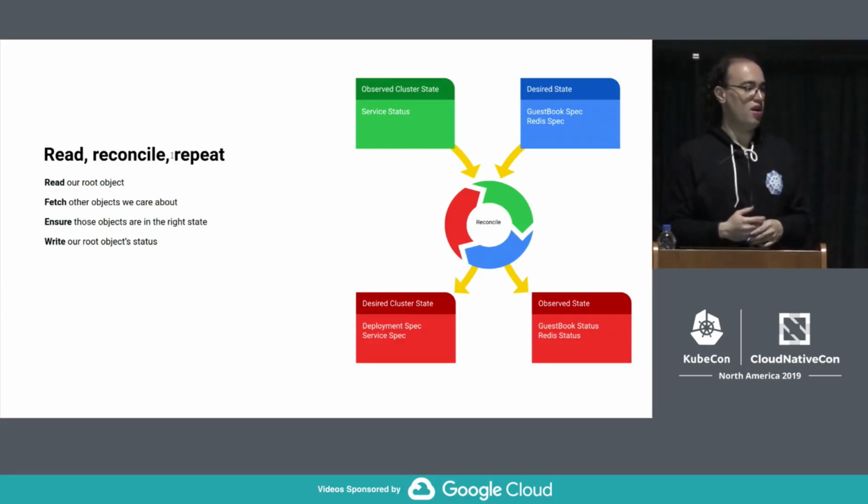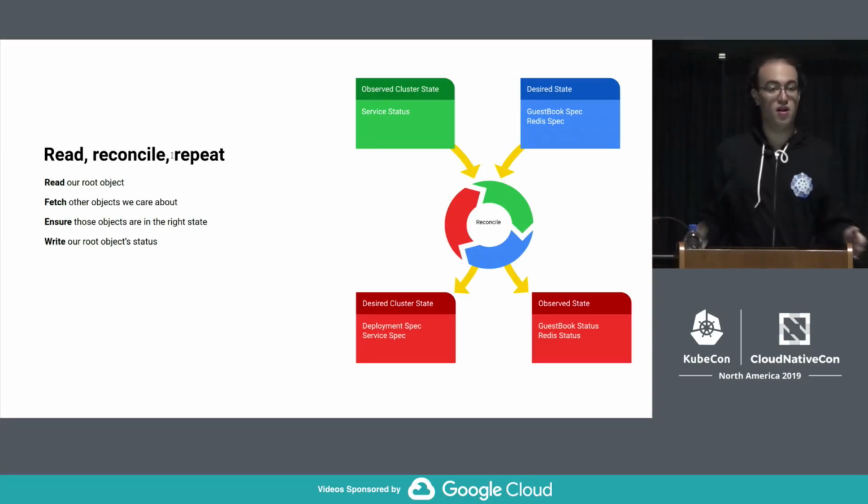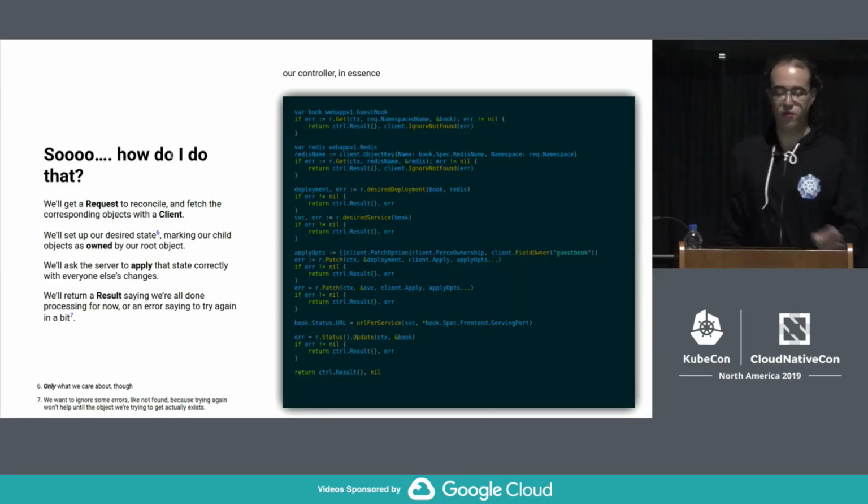We ensure that our external state, things like load balancers, databases, et cetera, are in the right state. And then we write back what we did into our object status. And then we repeat over and over again. So let's take a look at what that looks like in code form.